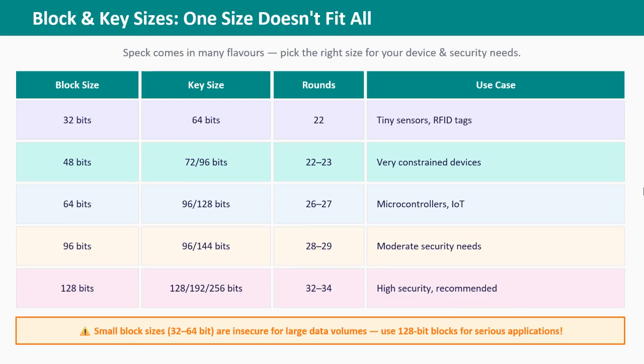So yeah, the block sizes and the key sizes, the two words, and then the corresponding amount of rounds and use cases. They have pros and cons, so it kind of goes into the throughput, but yeah.